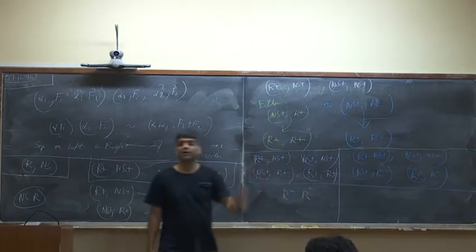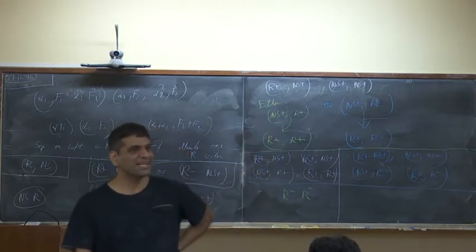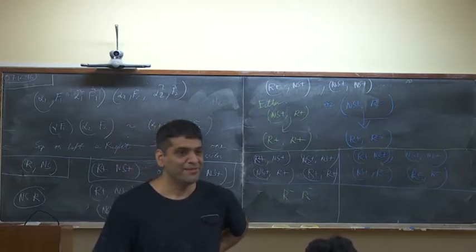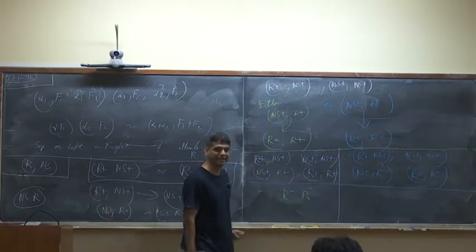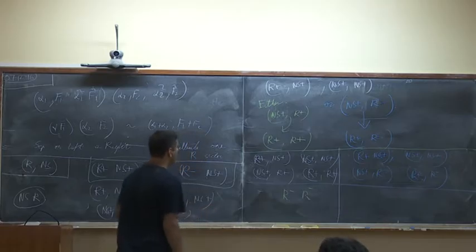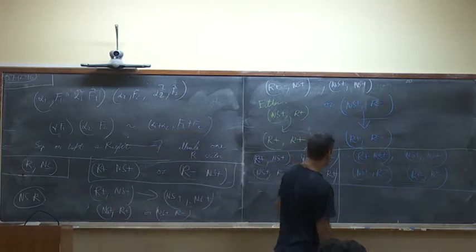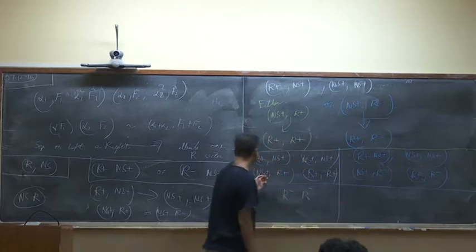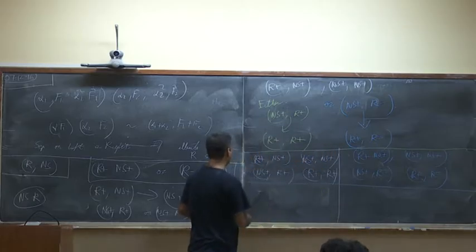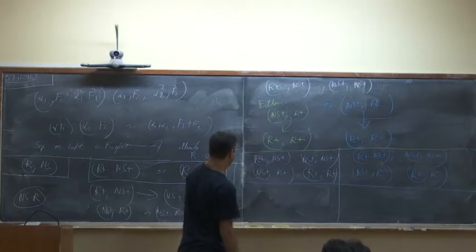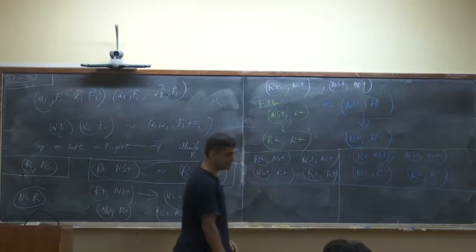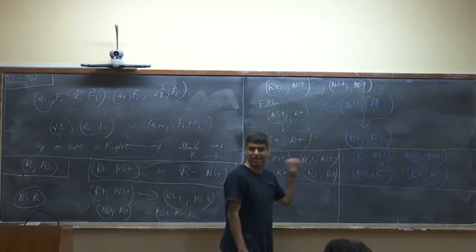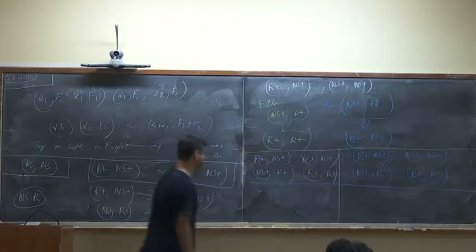For theories that have space-time fermions, we have already checked that there are only basically two choices. Now, let's look at these two choices in a little more detail. What's going on here? On the left-hand side, we have a Ramond sector and an NS sector. On the right-hand side, we also have a Ramond sector and the NS sector.